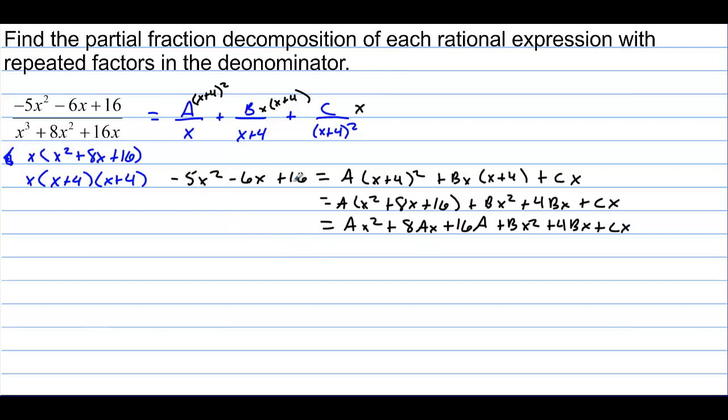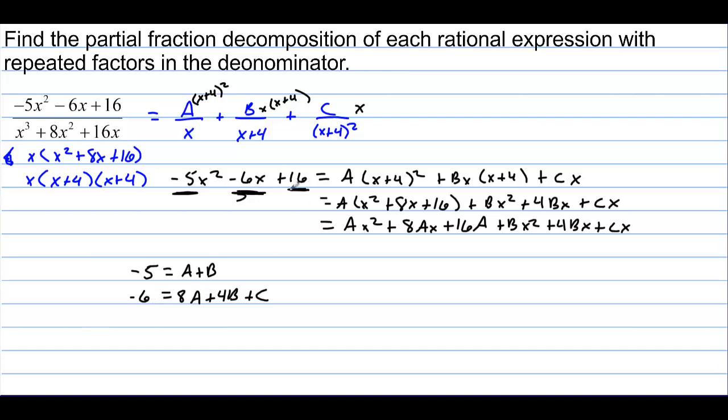Let's look at the coefficients of each of the terms here. The coefficient of x squared is negative 5, so on the left side we have negative 5, and the coefficients on the right side we have a here, and then plus b. So negative 5 better equal a plus b. Let's look at the coefficients of x. On the left side we have negative 6, and then on the right side one of them is 8a, so we have 8a. Another one is 4b, so plus 4b, and another coefficient of x is c, so plus c. Those better be equal to each other.